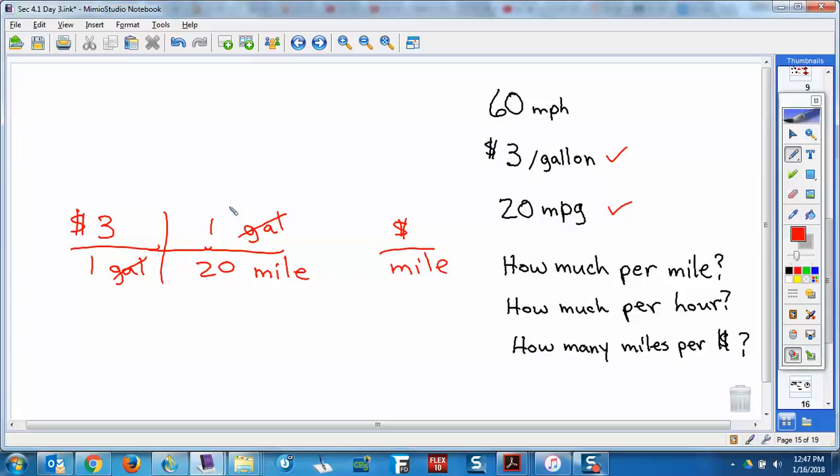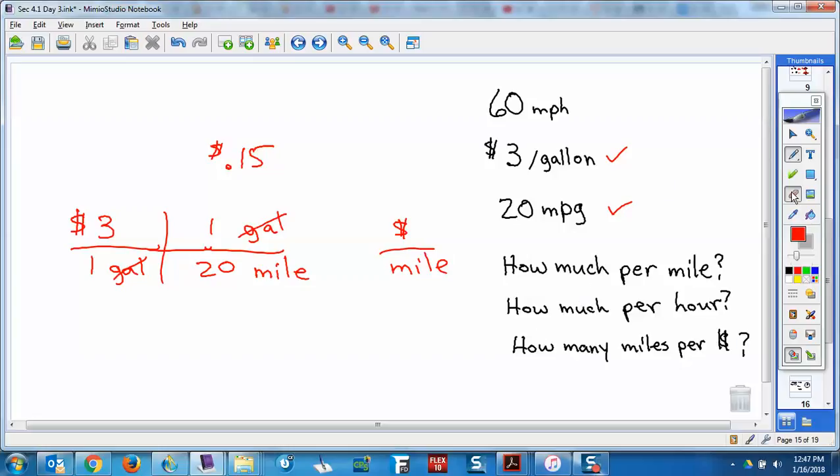Now maybe some of you could have just looked at this and knew how much per mile, and you were just going to take 3 divided by 20. Maybe you knew that. Okay? But I'm not that smart. So what does it end up being? What is that, 0.15? So what did we just find out? It's cost us 15 cents per mile. Okay, let's move to the next one.